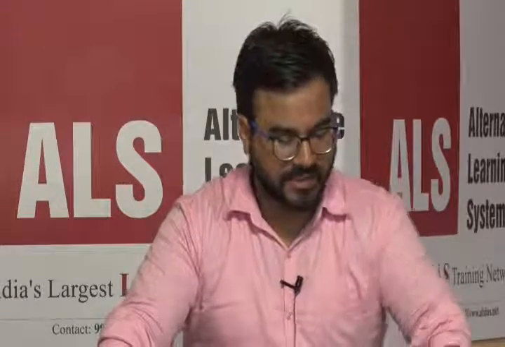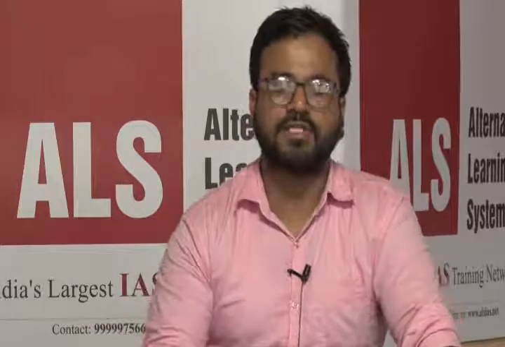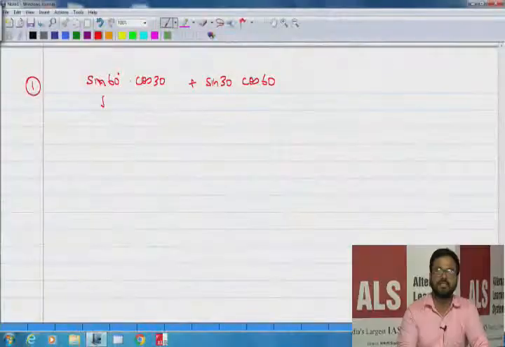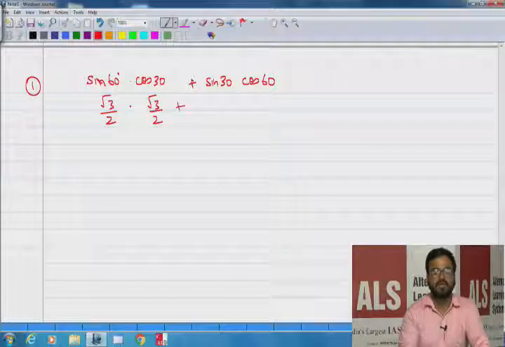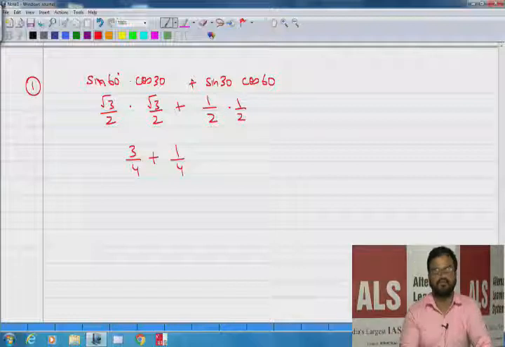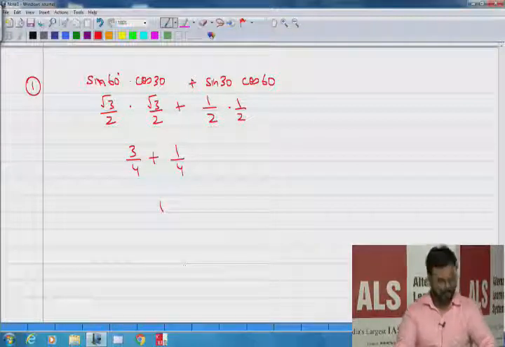The answer is 1, that is right. Only what you have to do is substitute the values. Sin 60 is root 3 by 2. Cos 30 is the same, root 3 by 2. Sin 30 is 1 by 2. Cos 60 is also 1 by 2. This will be 3 by 4 plus 1 by 4, which is nothing but 1. Very good, perfect.